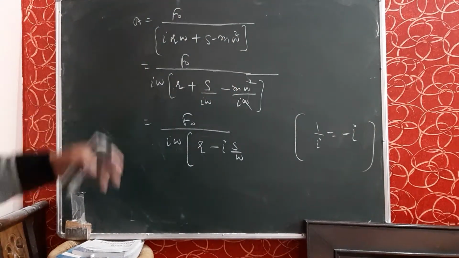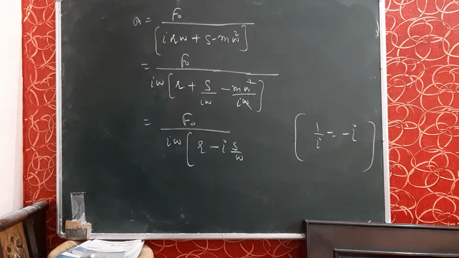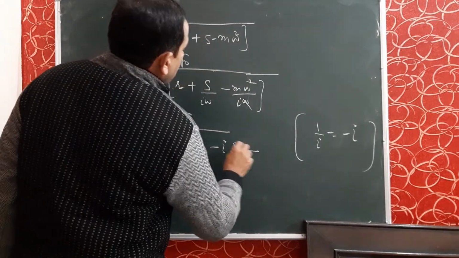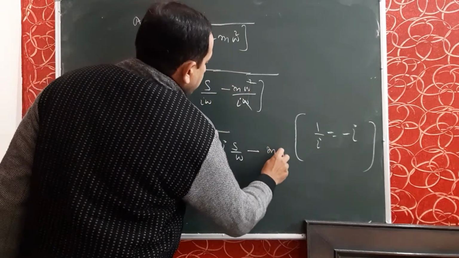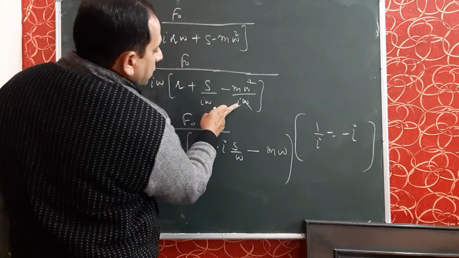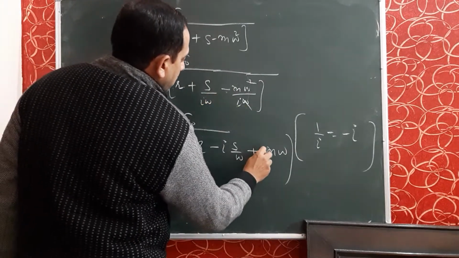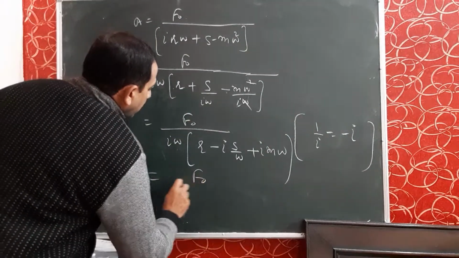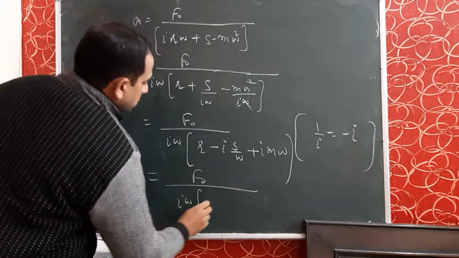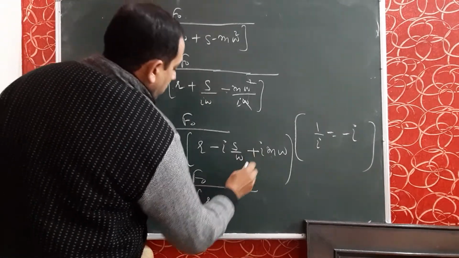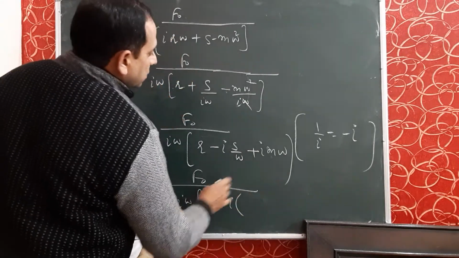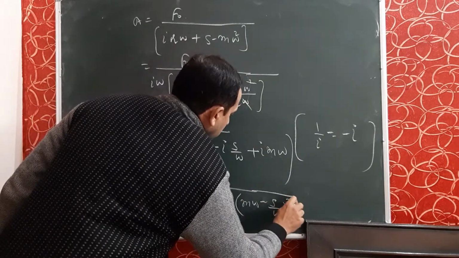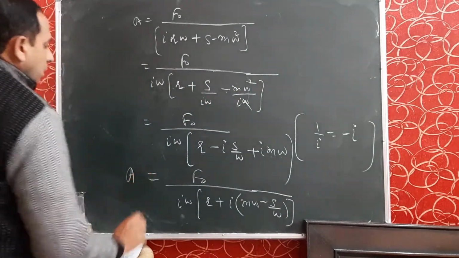You know that this type of algebra of complex numbers we have already studied in the lower classes. This is m omega, and 1 upon iota is minus iota, so minus into minus plus iota, okay. Or we will rewrite it: iota omega is as it is, r, and we take iota common, it is m omega minus s over omega. So, this is the value of A.